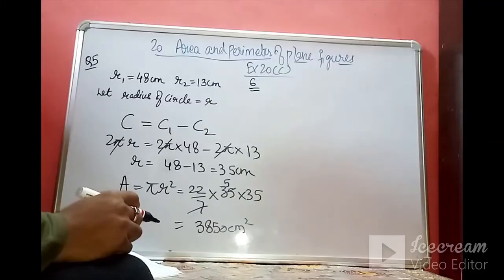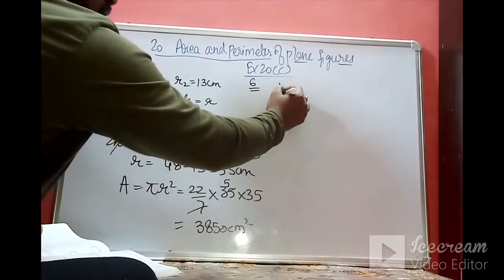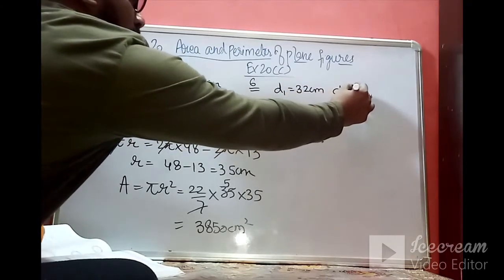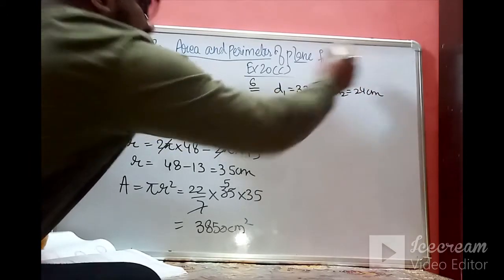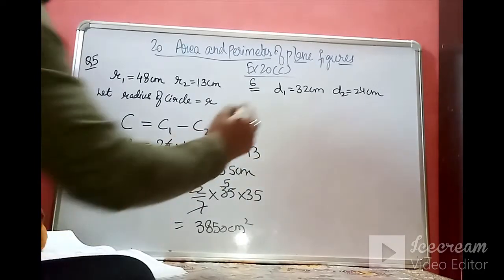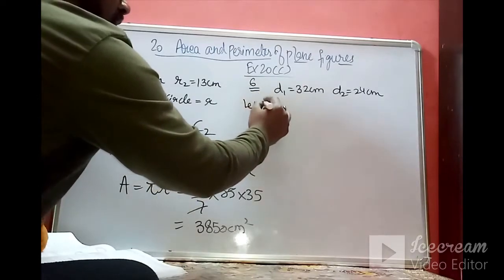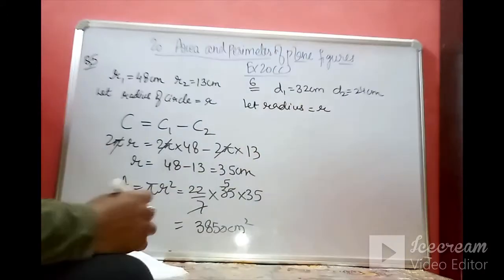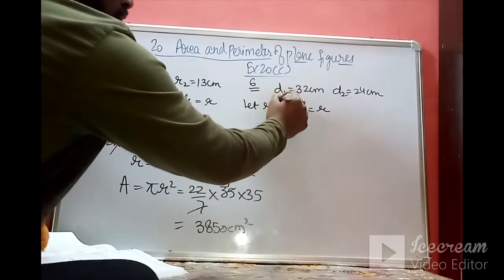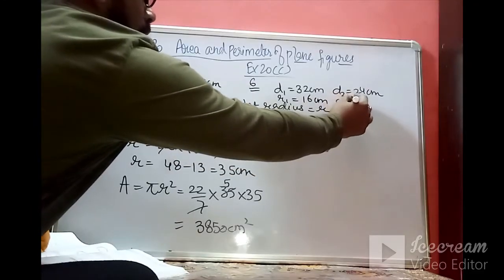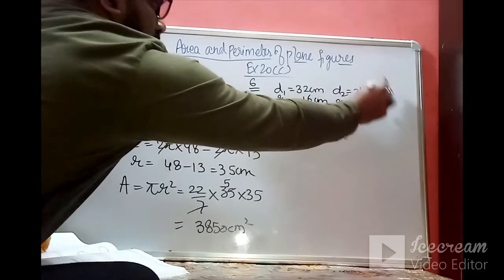The diameters of two circles are 32 centimeter and 24 centimeters. So I am taking D1 for the first diameter and D2 equal to 24 centimeter for the second diameter. Find the radius of the circle. So let radius equal to R. So from here we can calculate the radius also. R1 will be how much? 16 centimeter, half of 32, and R2 we can take as 12 centimeter.